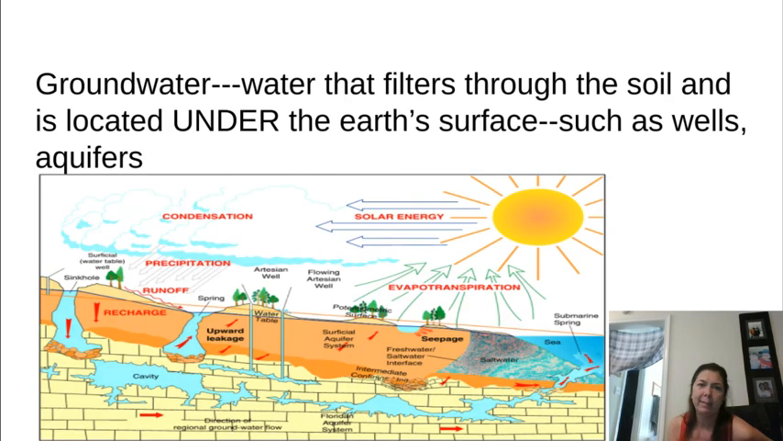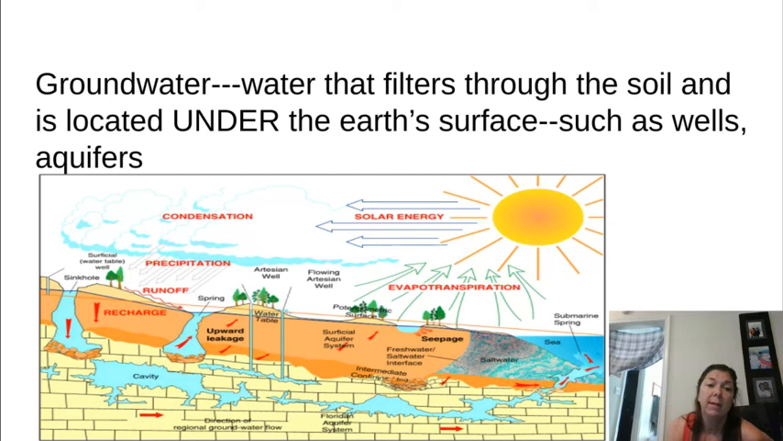Groundwater is exactly as it sounds. That's the water that's in the ground. So if you think about like every time it rains and the water soaks into the ground, okay, this is actually a very important part of our water cycle, because under the ground, that's where we get our drinking water from. Okay. It says here, water that filters through the soil and is located under the earth's surface. So we call that groundwater.